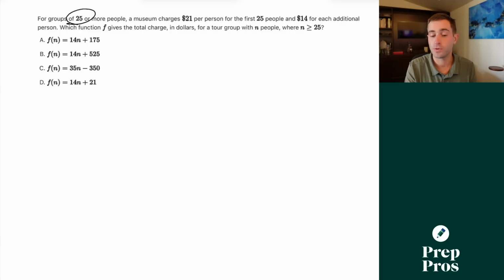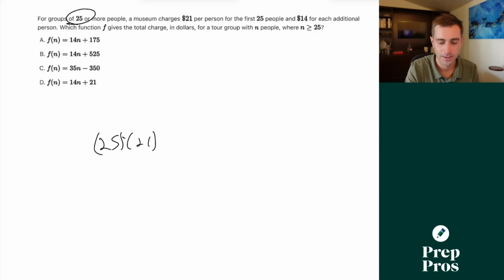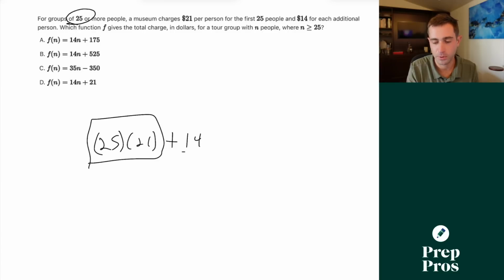So if we're going to do it for 26 people, we know our total charge is going to be 25 times our 21, plus 14 for the 26th person. This is our first 25 people. This is our 26th person. So this is going to give us a total of 539. Now, all you have to do is use your answer choices.